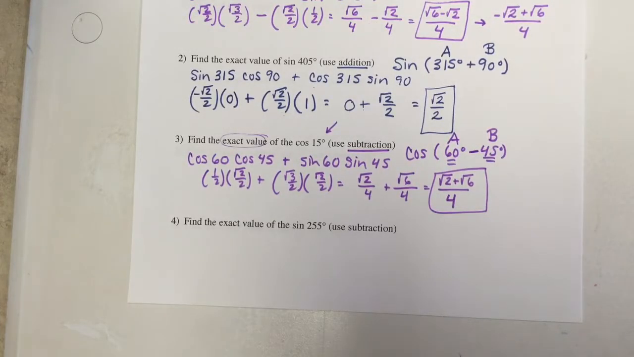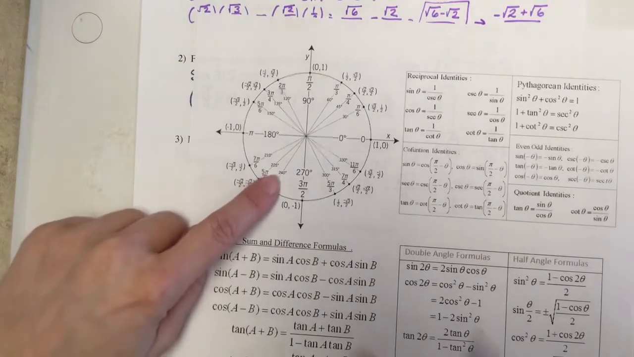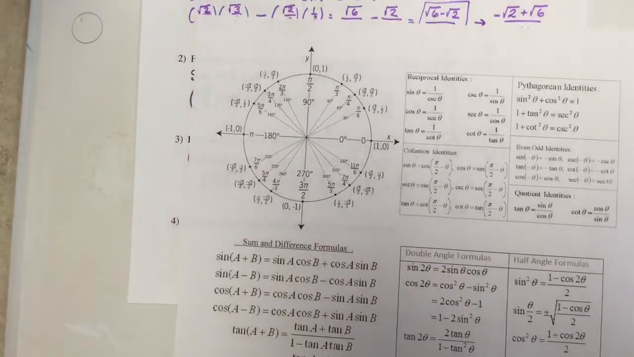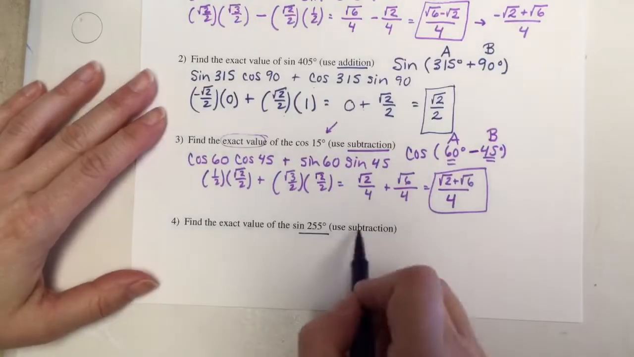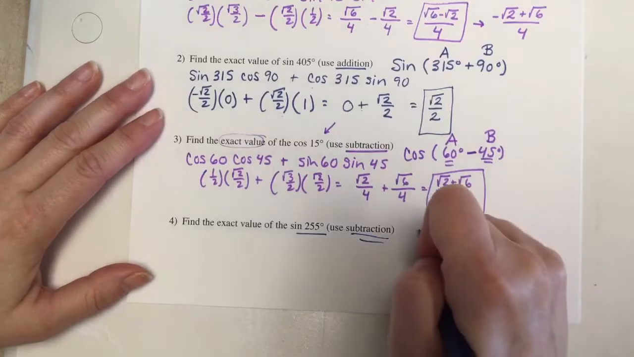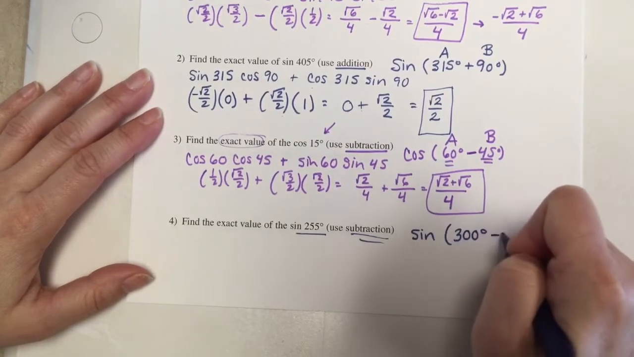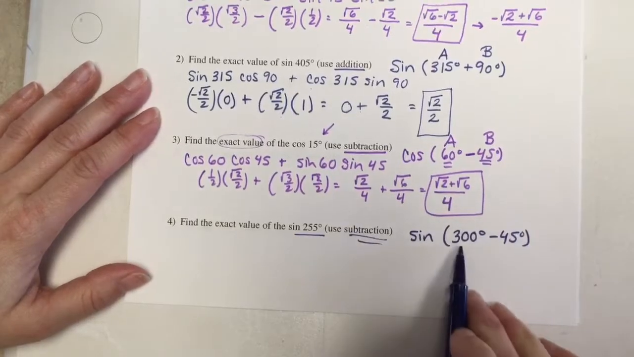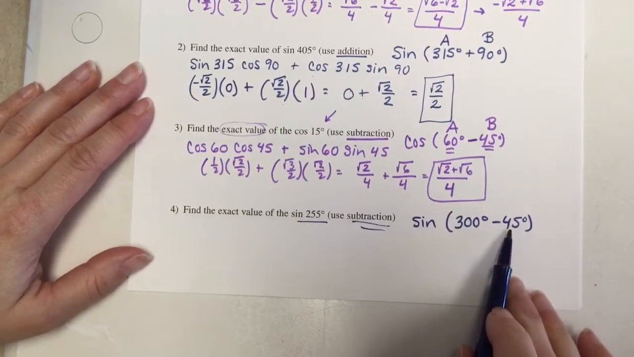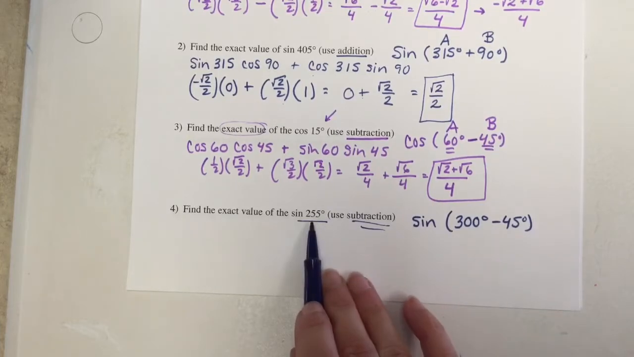One more, and I'm going to send you off for the day. This time they want us to find the exact value of sine of 255. Yay, look at the unit circle. Oh, it goes from 240 to 270. There's no 255. Sad. They want us to use subtraction. So looking at the unit circle, if I take the sine of, let's say, 300 minus 45. I know 300 is on the unit circle as well as 45. 300 minus 45 gets me to my 255.